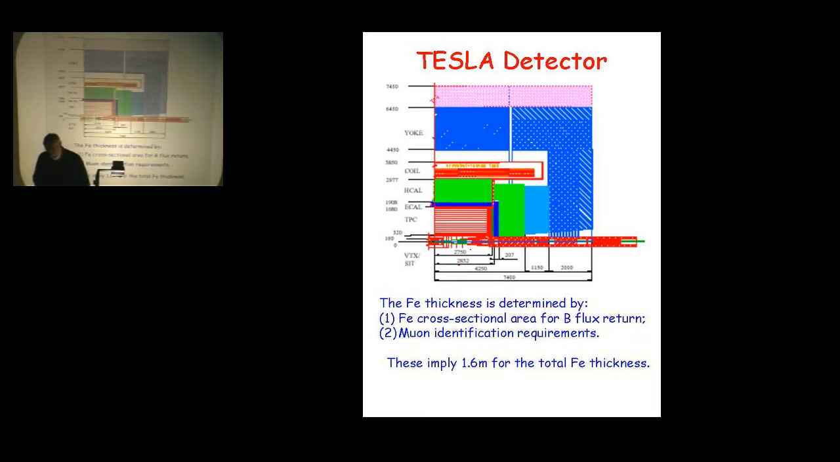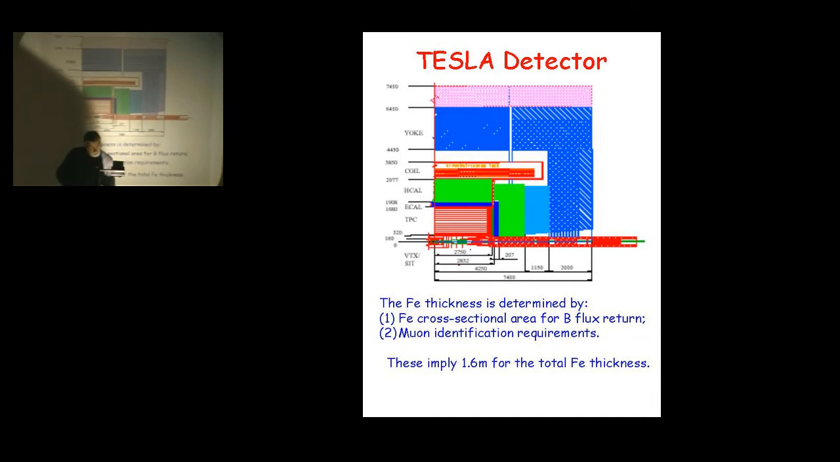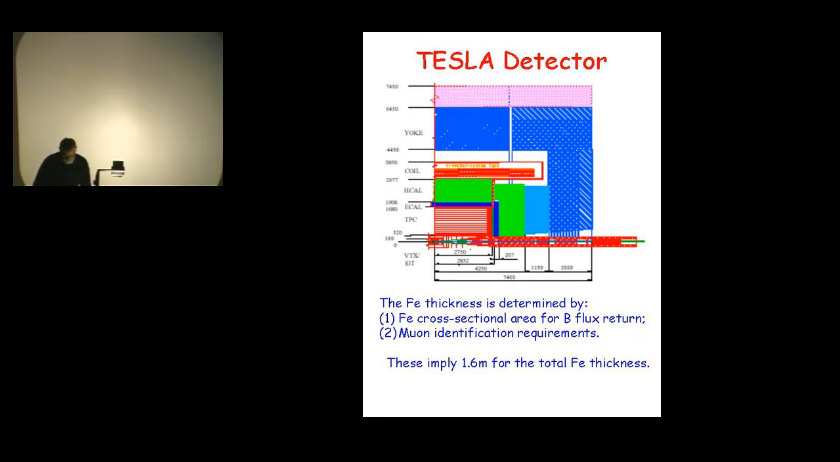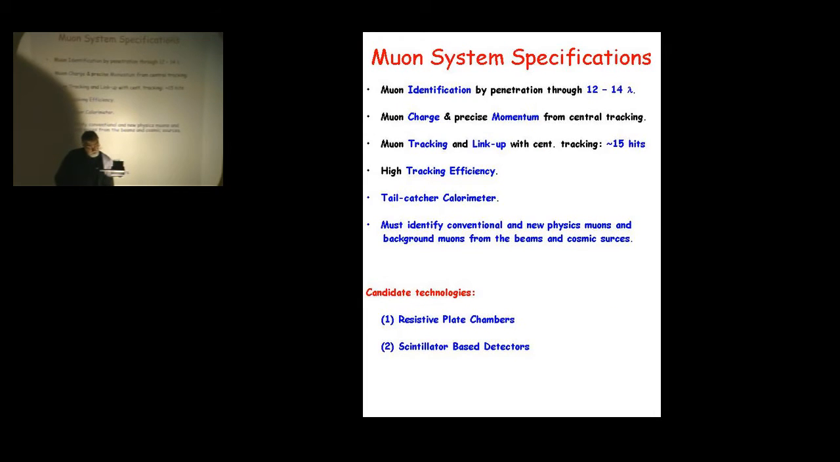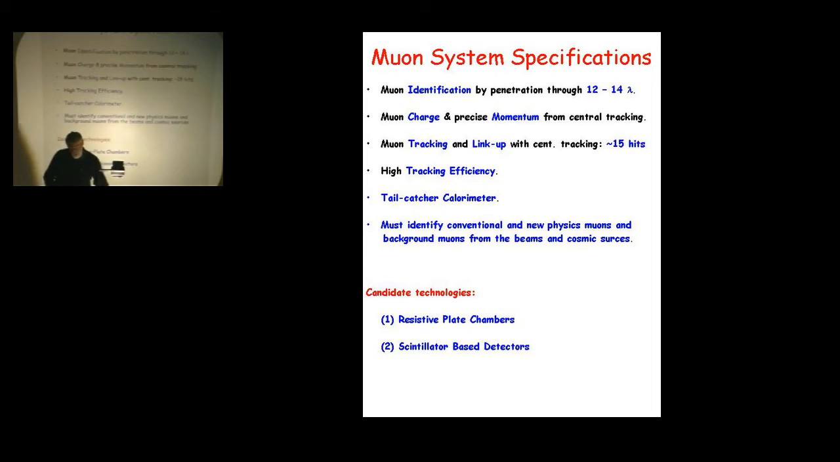The thickness of the iron, which forms the basis of the muon system, is determined by the flux return cross-sectional area and how much iron you think you need for muon identification. In the case of the flux return, it comes to about 1.6 meters in thickness. So you instrument that flux return with some kind of detectors. So you want penetration through something like a dozen interaction lengths of the muon.